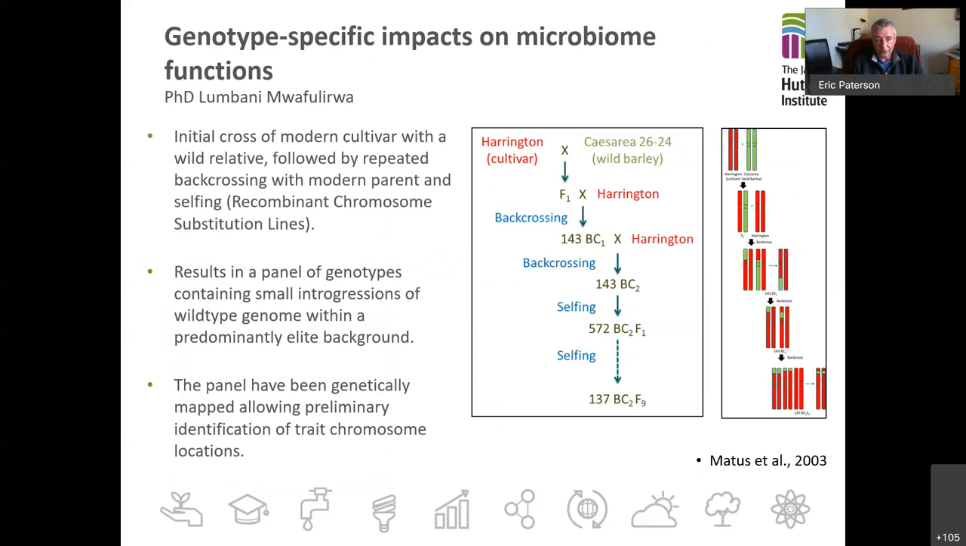I'm not going to say much about the detail here because I think Carmen may come to this in the next presentation, but I wanted to introduce Lombani's PhD, and this is the plant material that he used. He used recombinant chromosome substitution lines, which result in small introgressions of wild type genotype within a modern elite background.